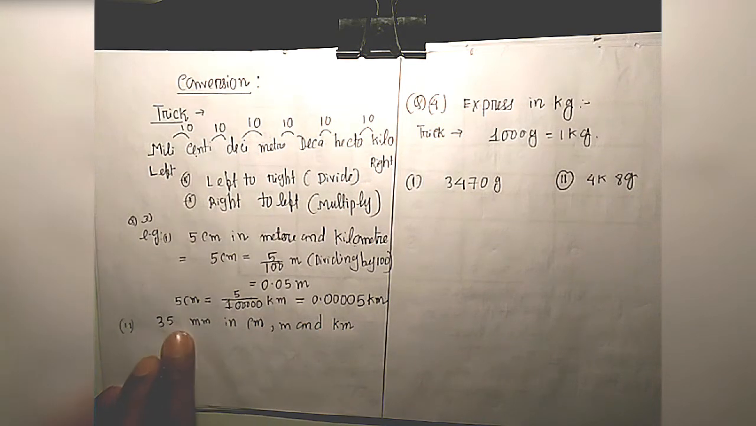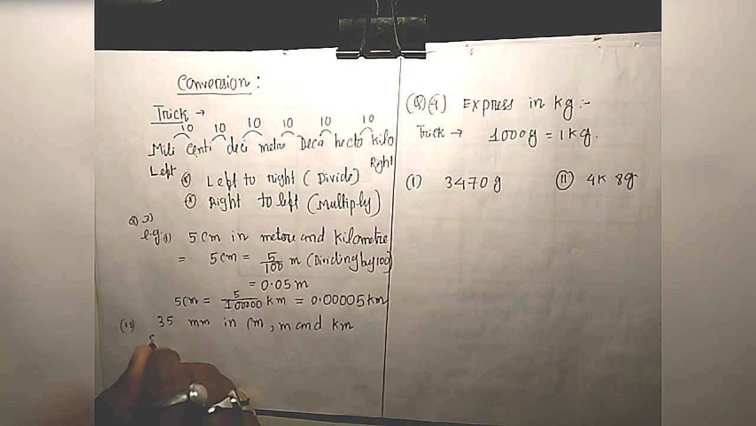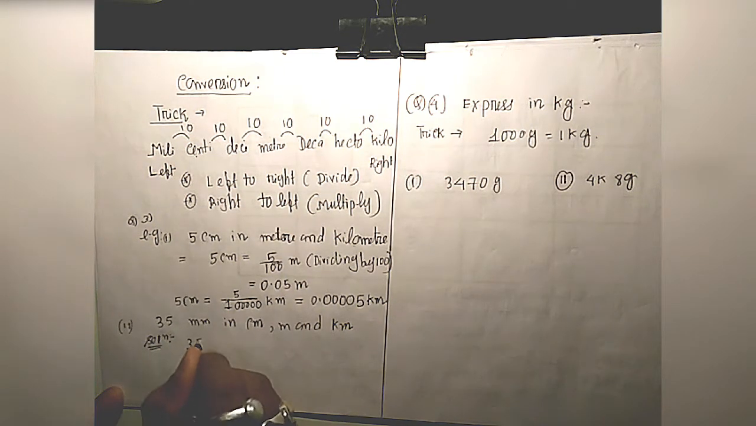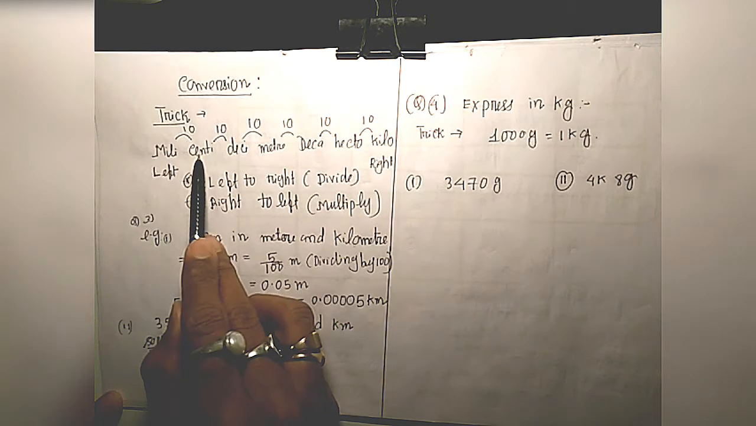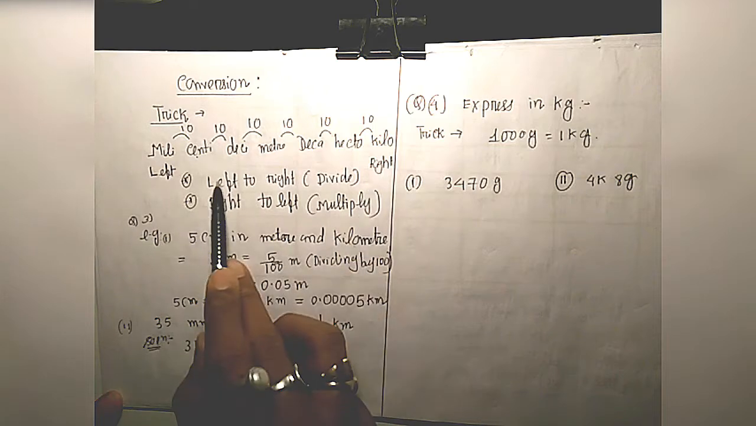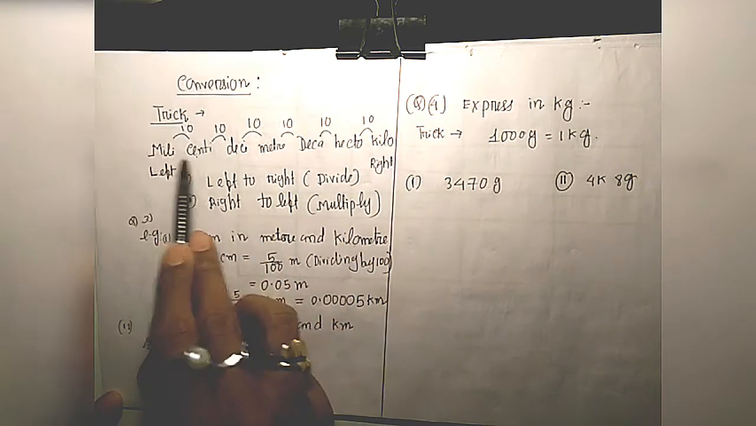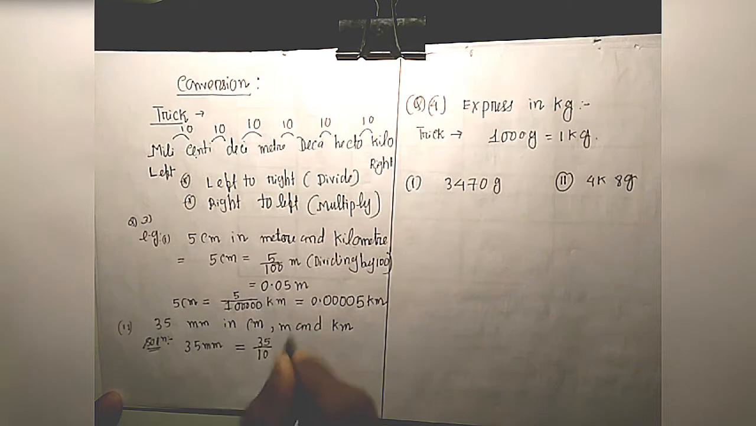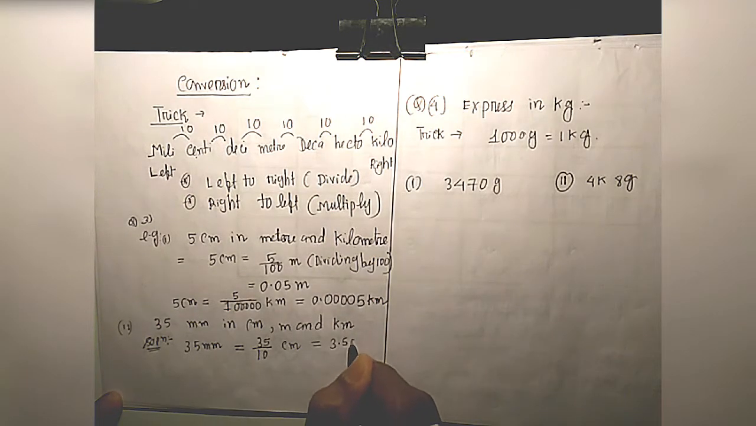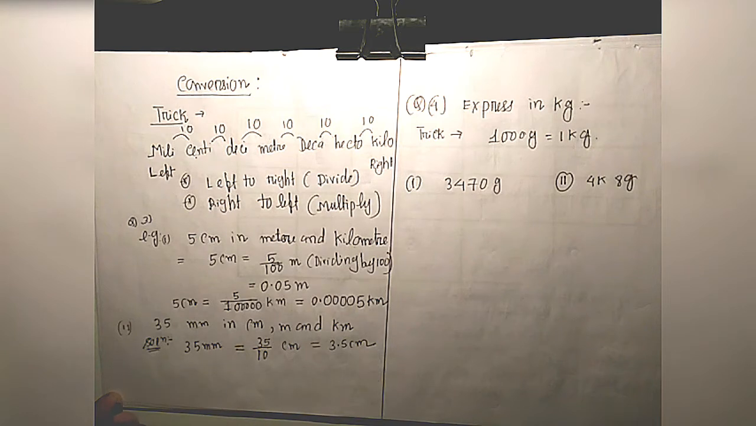So number 2, 35 millimeter in centimeter. Once again, millimeter to centimeter, from left to right, it means divide. Now between millimeter and centimeter, there is 1 10. So 35 divided by 10 centimeter. So it should be 3.5 centimeter.